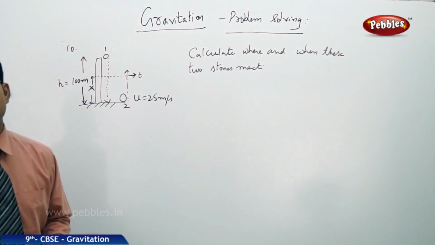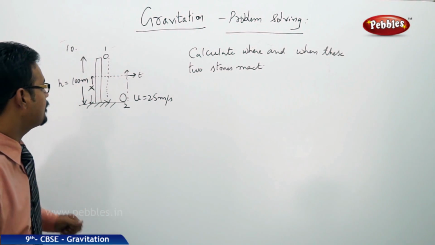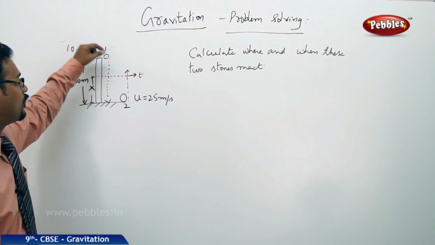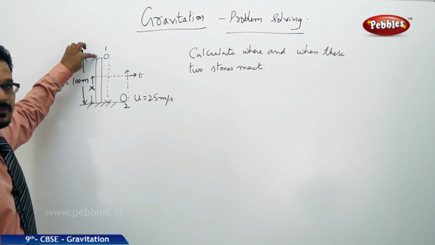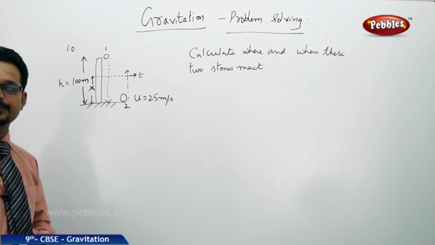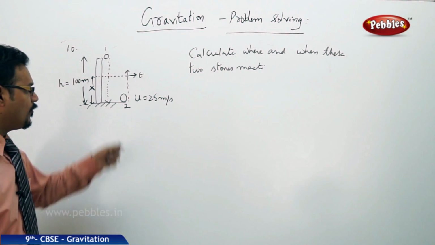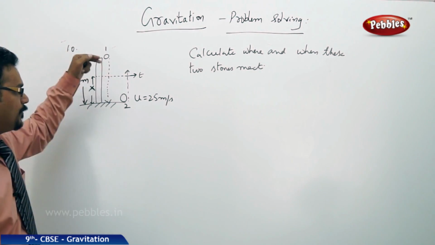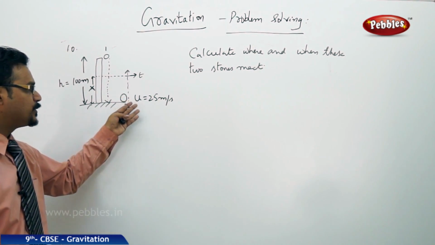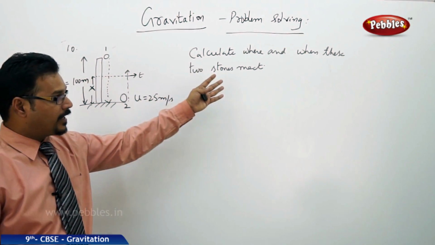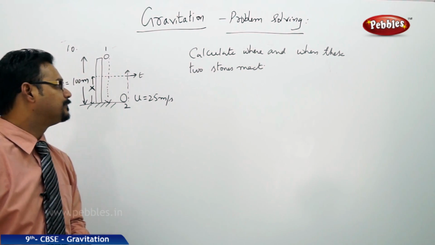So one more numerical for you. There is a stone. This stone falls freely from the top of a tower of height 100 meters. At the same time, simultaneously, one more stone is thrown upward with velocity 25 meters per second. Now the question is, calculate where and when these two stones meet.